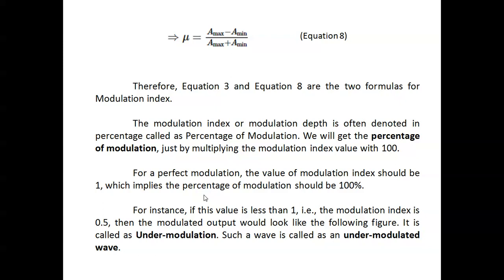Modulation index and modulation depth are denoted as a percentage. So here we have to calculate the percentage of modulation. The percentage of modulation index value is 100. There are two types of modulation here: one is over modulation, another is under modulation. If the modulation index value is more than 1, that is called over modulation. If the value of modulation index is less than 1, that is called under modulation.